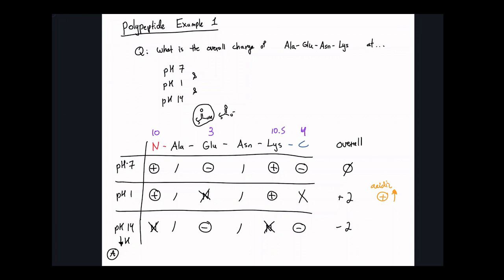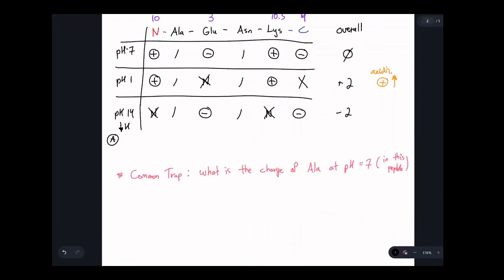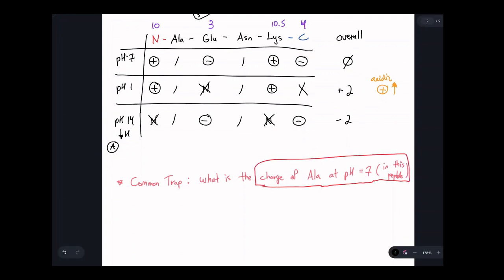Great, so that's how we can get the overall charge of the entire polypeptide. Now there is one important trap that I want to warn you of. A common trap is asking what is the charge of the alanine at pH 7? Keep in mind, the way that I like to approach these problems is to view the N-terminus and C-terminus as separate things. But truly, the N-terminus is not an amino acid, it belongs to the alanine. And likewise, the C-terminus is the C-terminus of the lysine.